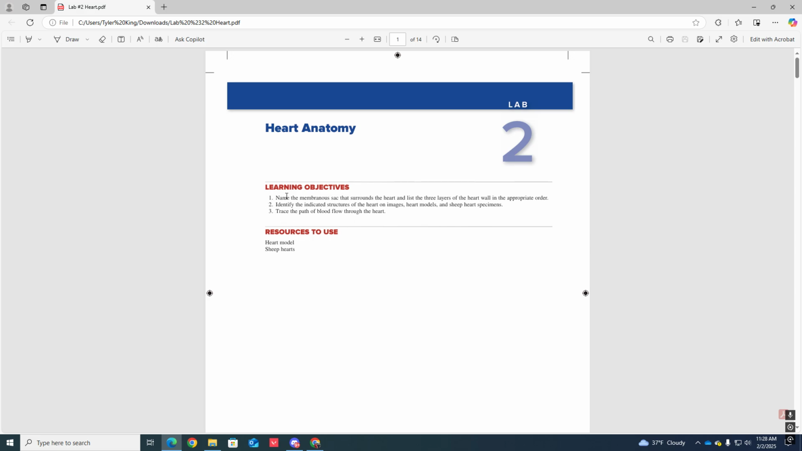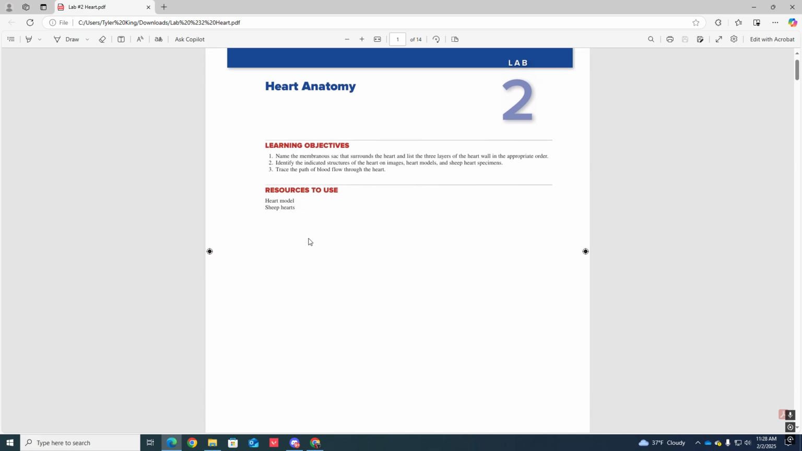Okay. First one being, name the membranous sac that surrounds the heart and list the 3 layers of the heart in the appropriate order. Okay. Identify the indicated structures of the heart on images, heart models, and sheep heart specimens. And then trace the path of blood flow through the heart. Okay. So 3 easy things that we can do today with these videos. And we're going to do that.